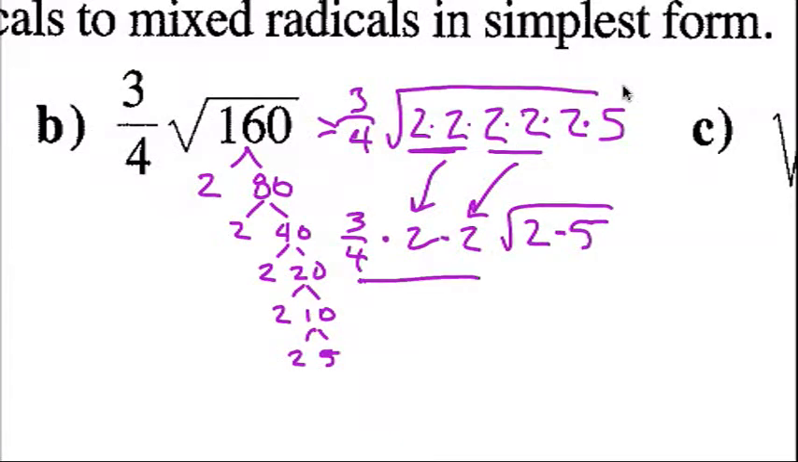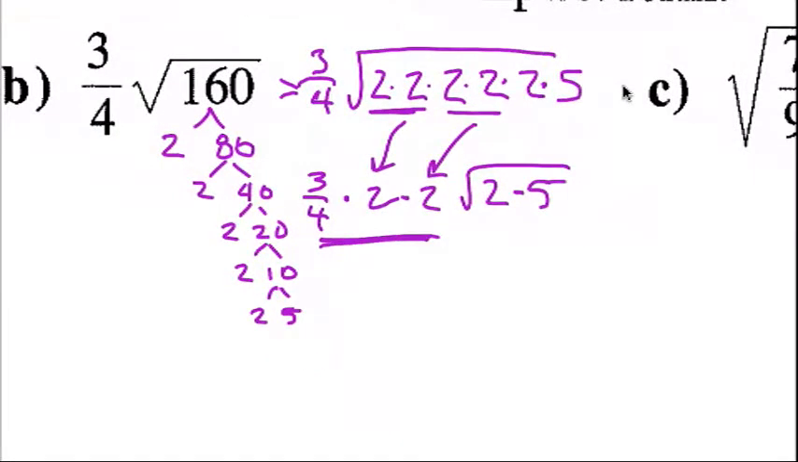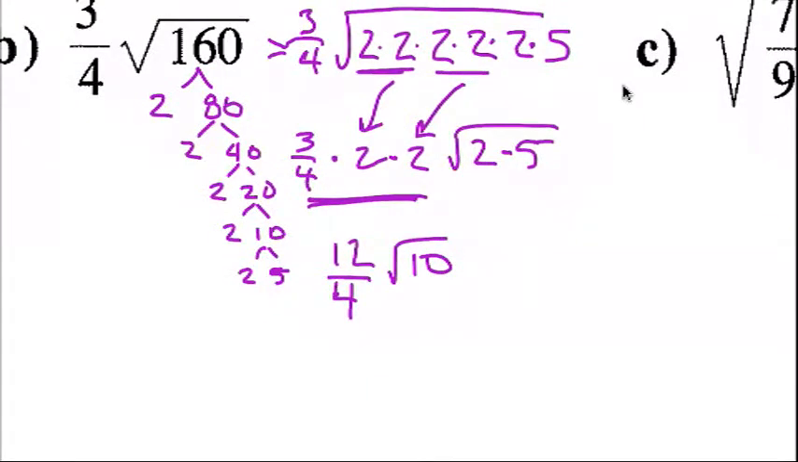And I multiply these 3 coefficients now together. 3 over 4 times 2 times 2. 3 times 2 is 6, times 2 is 12. That's 12 over 4. Straight across the top, straight across the bottom. Square root 2 times 5 is 10. And then 12 over 4 is 3. 3 square root 10.